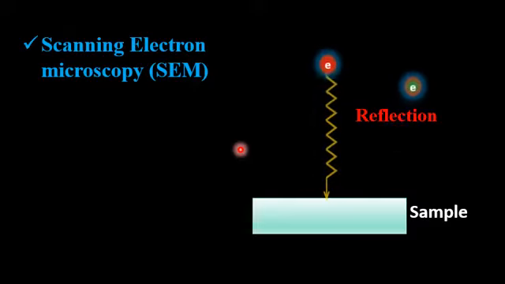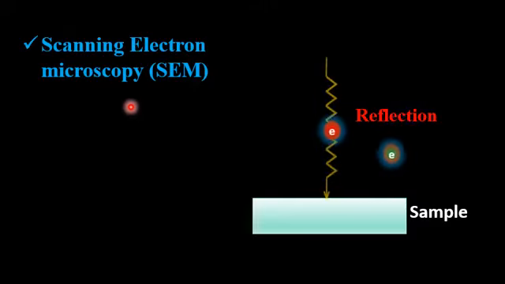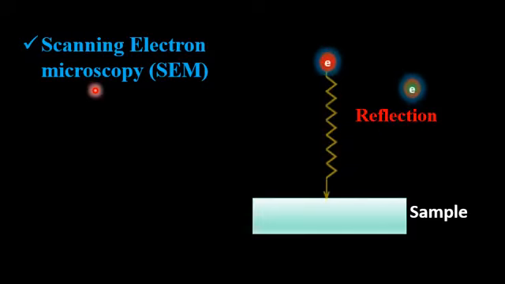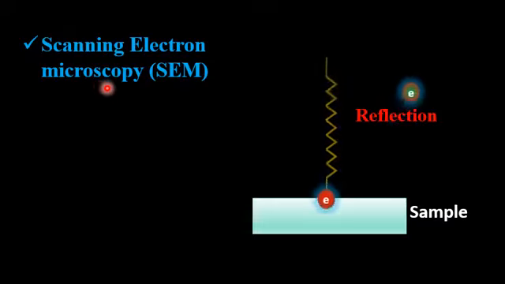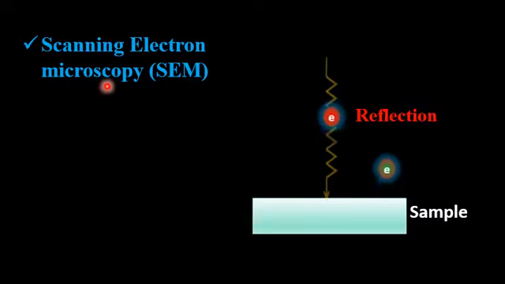So dear student, scanning electron microscopy is a type of electron microscopy which is designed to directly study the surface of a solid object. Usually it is used for solid objects, but please note that it may be used for polymers as well as different types of other materials, but usually scanning electron microscopy is used to study the surface of the solid object.